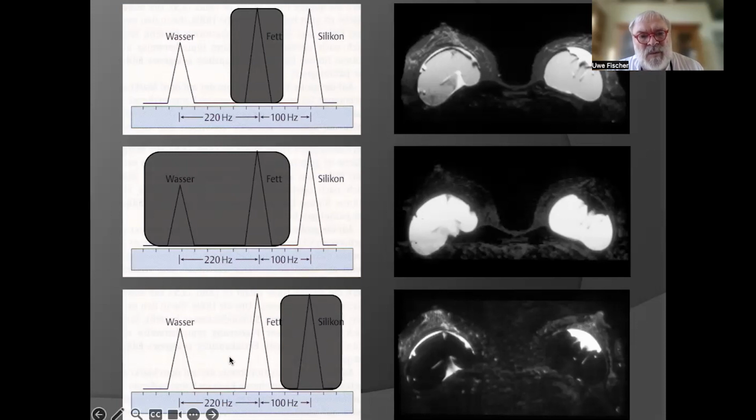And the other way, we can make a suppression of fat tissue plus silicon, and only the water component or the serum component will make the signal so intense like here. And we will get information about the content of these radial folds if they are containing something like water, serum, or something like silicon. So this is what we do in this special silicon implant protocol.